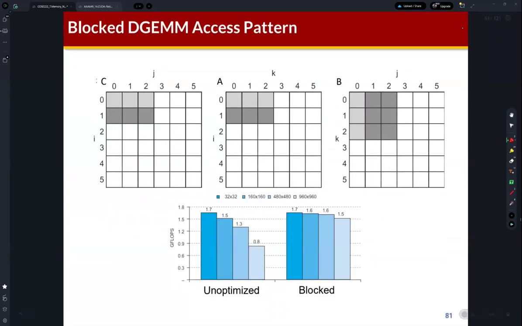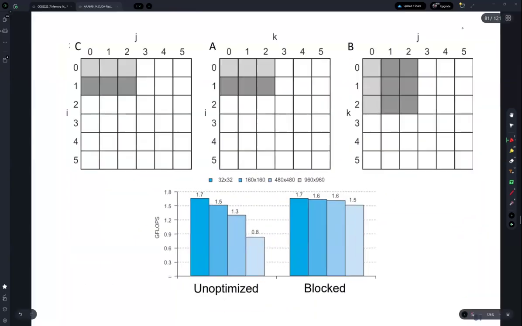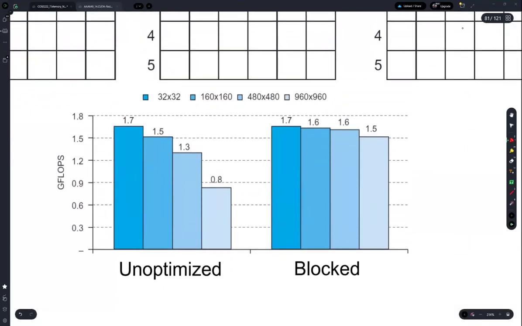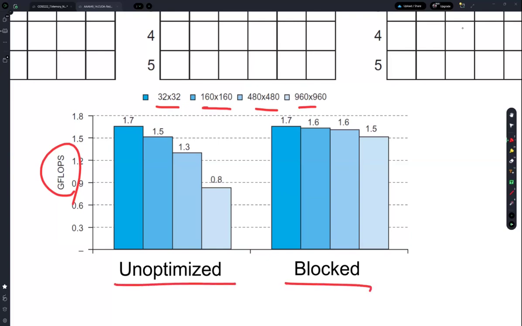Okay, let's see the performance. In this graph, you can find the y-axis is the gigaflops. It represents the throughput of the floating point operations, right? It represents the throughput, which means performance, right? And then you can also find the size of the matrix multiplication. So this is the unoptimized, then this is the blocked, which means the blocked matrix multiplication.